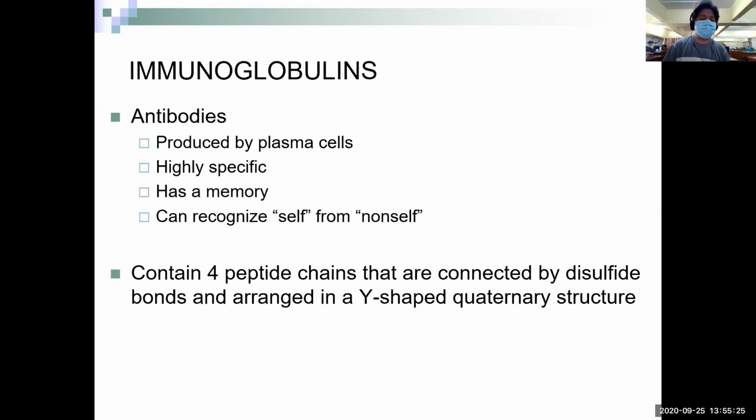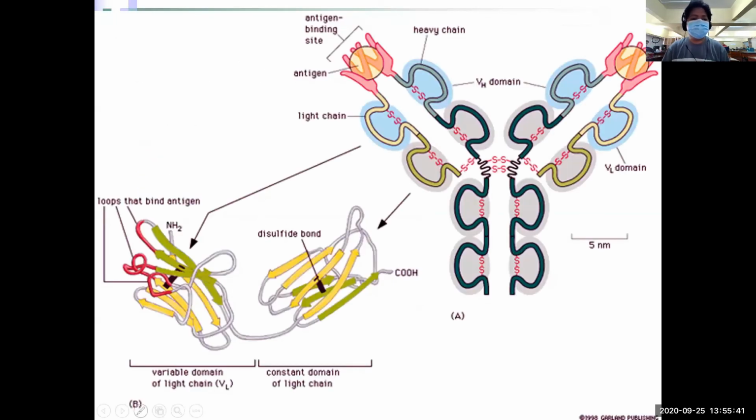In their structure, they contain 4 peptide chains that are connected by disulfide bonds and arranged in a Y-shaped quaternary structure. So we have here an example of a chemical structure of immunoglobulins.